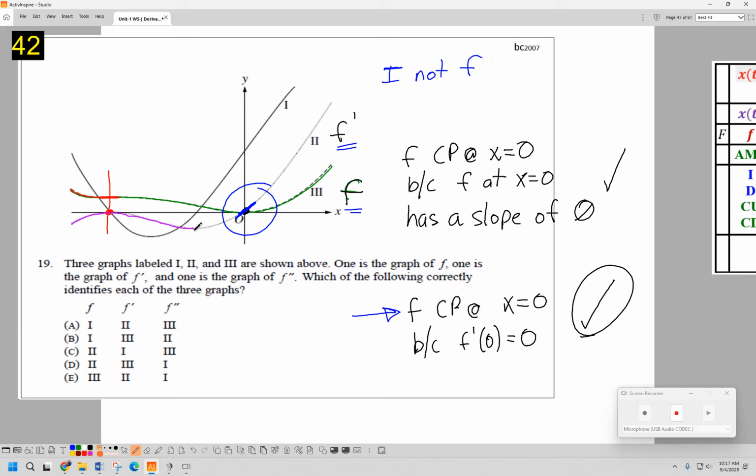Stop. So right there, I would need to see if f double prime has a value of 0, and it does. So that's good news. There was another one over here, and that matched up. That's looking pretty good. I'd feel comfortable with that. So correct answer is 2, 3, 1.